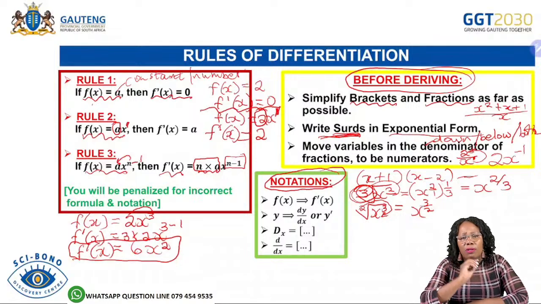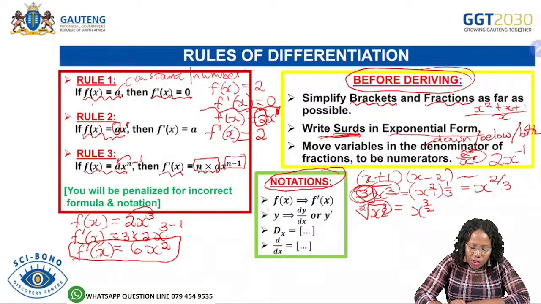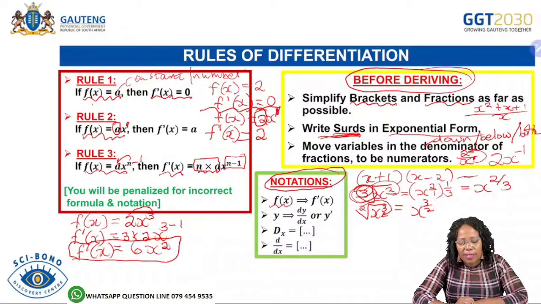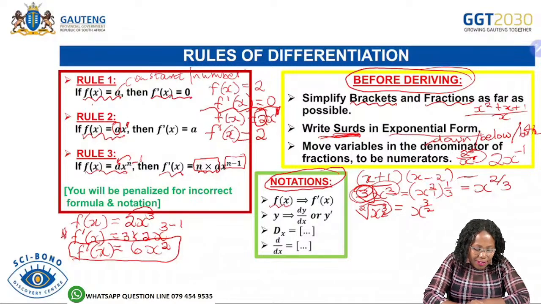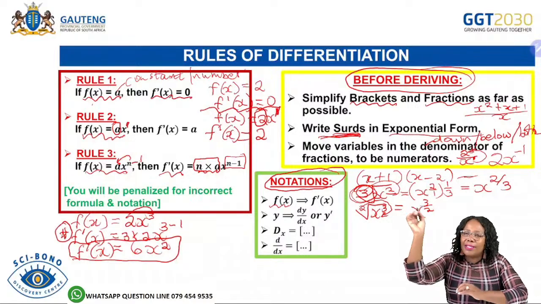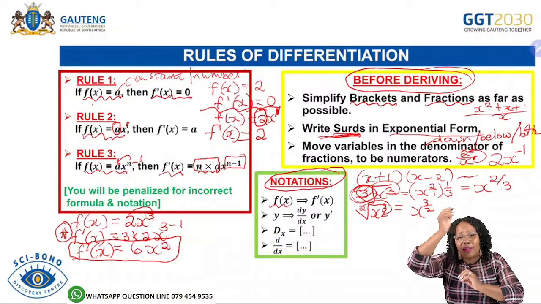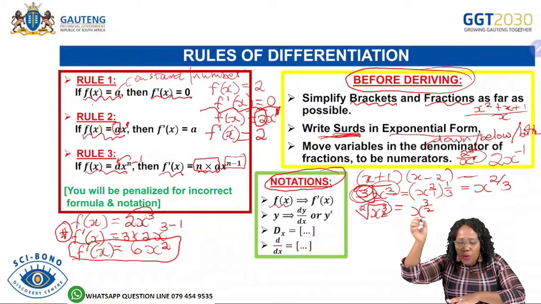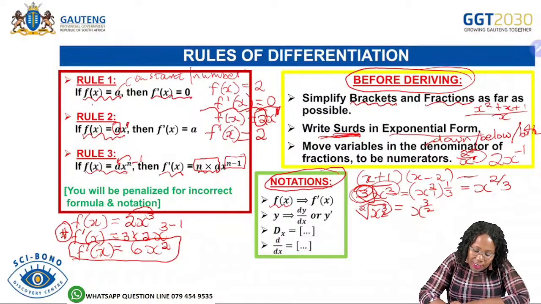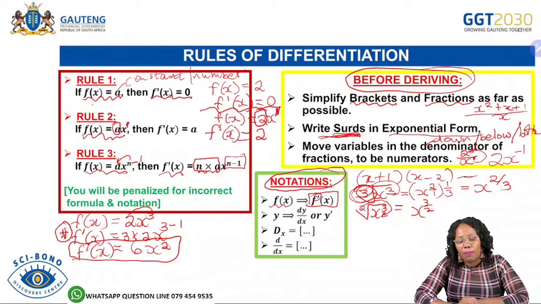It depends on the equation. If your equation is given as f of x, the minute you start deriving, at the step where you are multiplying a coefficient by the exponent and subtracting a 1 from the exponent, you indicate this. You change it to f with a dash on top.